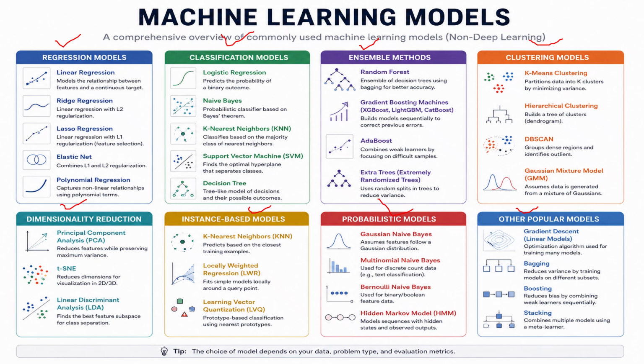In summary, different machine learning models solve different types of problems. The choice of model completely depends on whether the goal is prediction, classification, grouping, dimensionality reduction, similarity-based learning, or probabilistic reasoning.